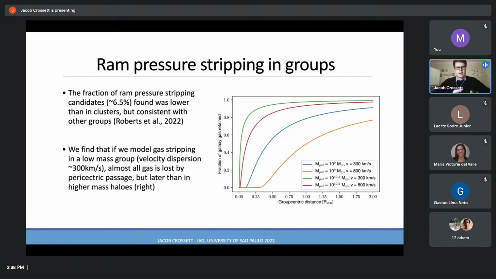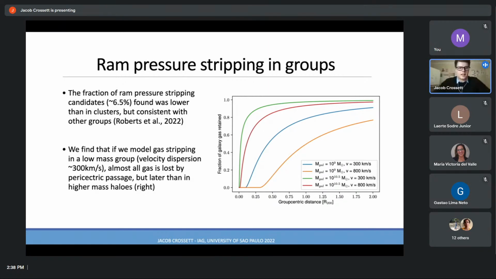We found that the fraction of ram pressure stripped galaxies compared to the amount of star forming galaxies on the whole is about 6.5%, or if we only take the best ones, those secure candidates, it was down to about 2%. That is lower than what we see in clusters, but is actually consistent with other works that look in galaxy groups, such as this work, Roberts 2022. So this suggests that groups can definitely host ram pressure stripping.